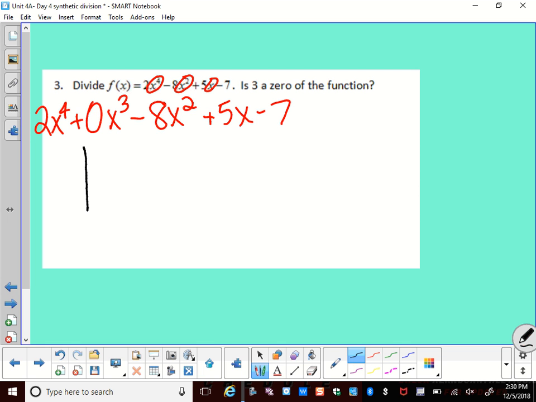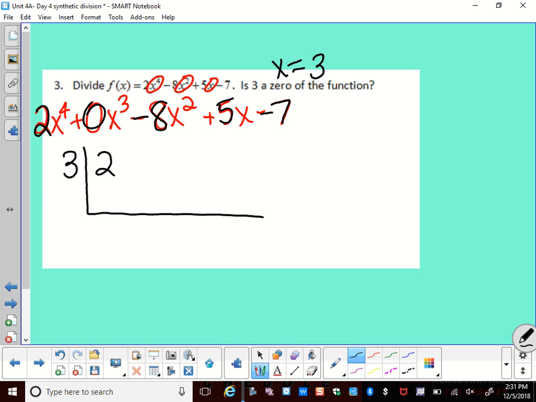Alright? So this is where it's different. If they just said, is 3 a zero, you don't take the opposite. That's just what it is. X equals 3. If it's a factor, then yes, you take the opposite. So I put 3 on the outside, and now I'm putting my coefficients: 2, 0, negative 8, 5, and negative 7.